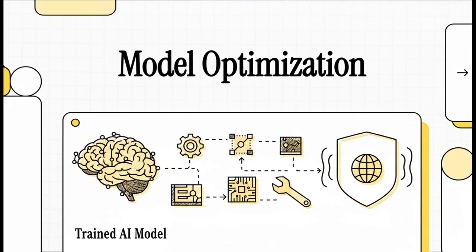Okay, so you've done it. You've trained this amazing AI model. It's smart, it's crazy accurate, but here's the real question. Can it actually run where it matters? That's what we're talking about today.